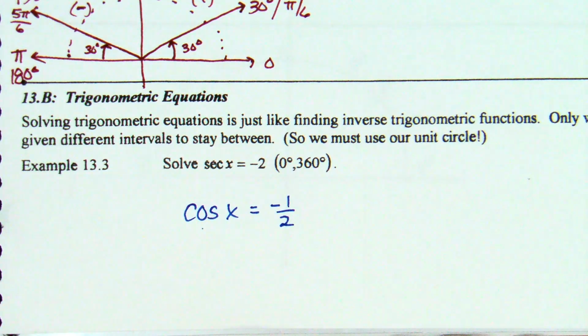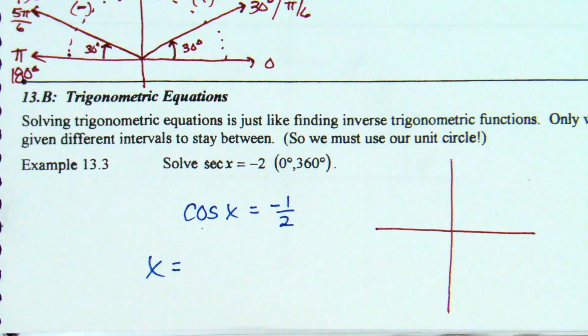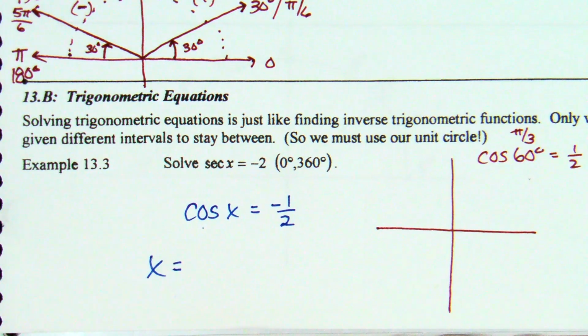I'm a picture type of person, so I'm going to draw a picture. What are we going to be looking for here? Cosine of what equals 1/2? It was cosine of 60, yes? Or if you prefer, pi over 3. So that's where my brain's got to think, is where does cosine of 60 equal 1/2 type thing?